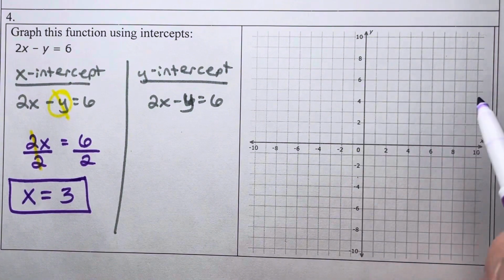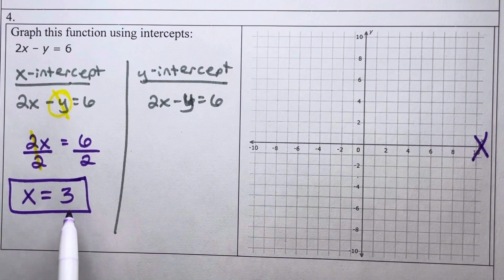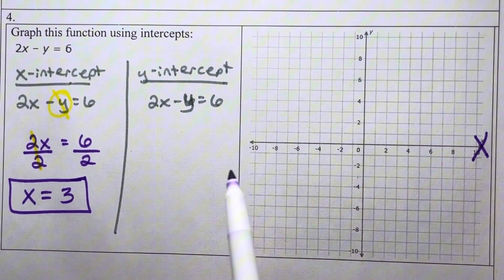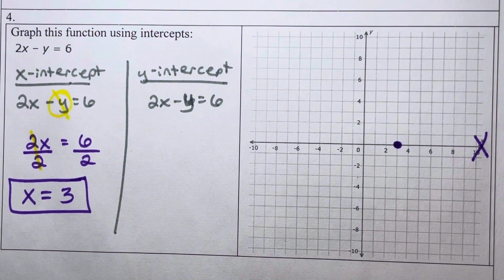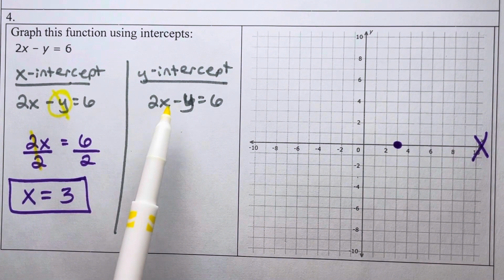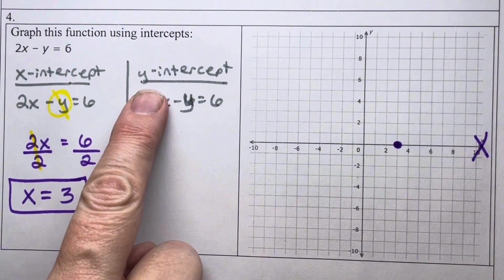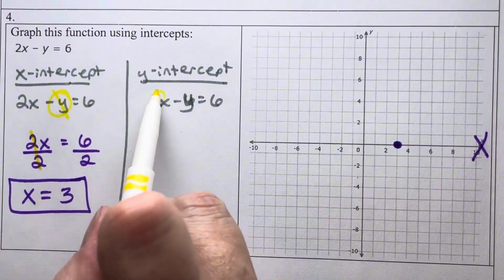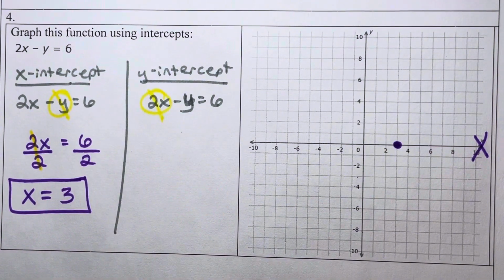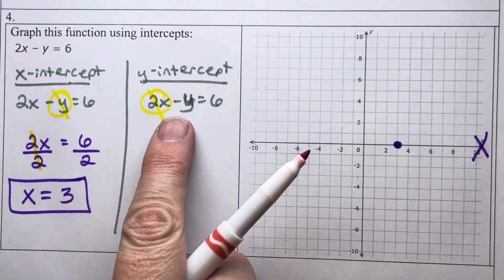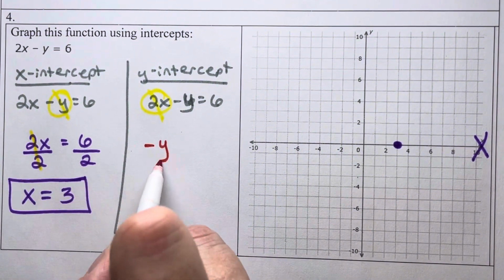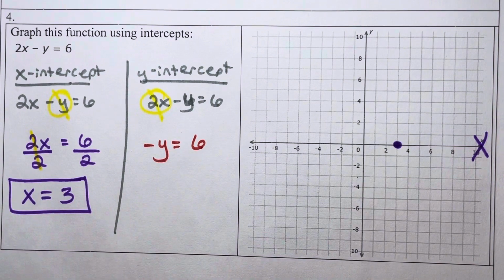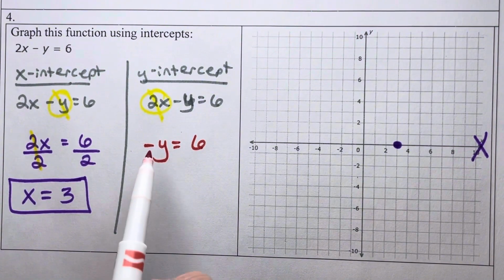On our coordinate plane, with the x-axis being the horizontal axis in the center, our x-intercept is at the point 3. All right, that's plotted. Now let's go solve for the y-intercept. With the y-intercept, I don't need my x term, so I can cover that up, or I can mark it out, which I choose to do. And now step 2, rewrite our tiny equation. Negative y equals 6.